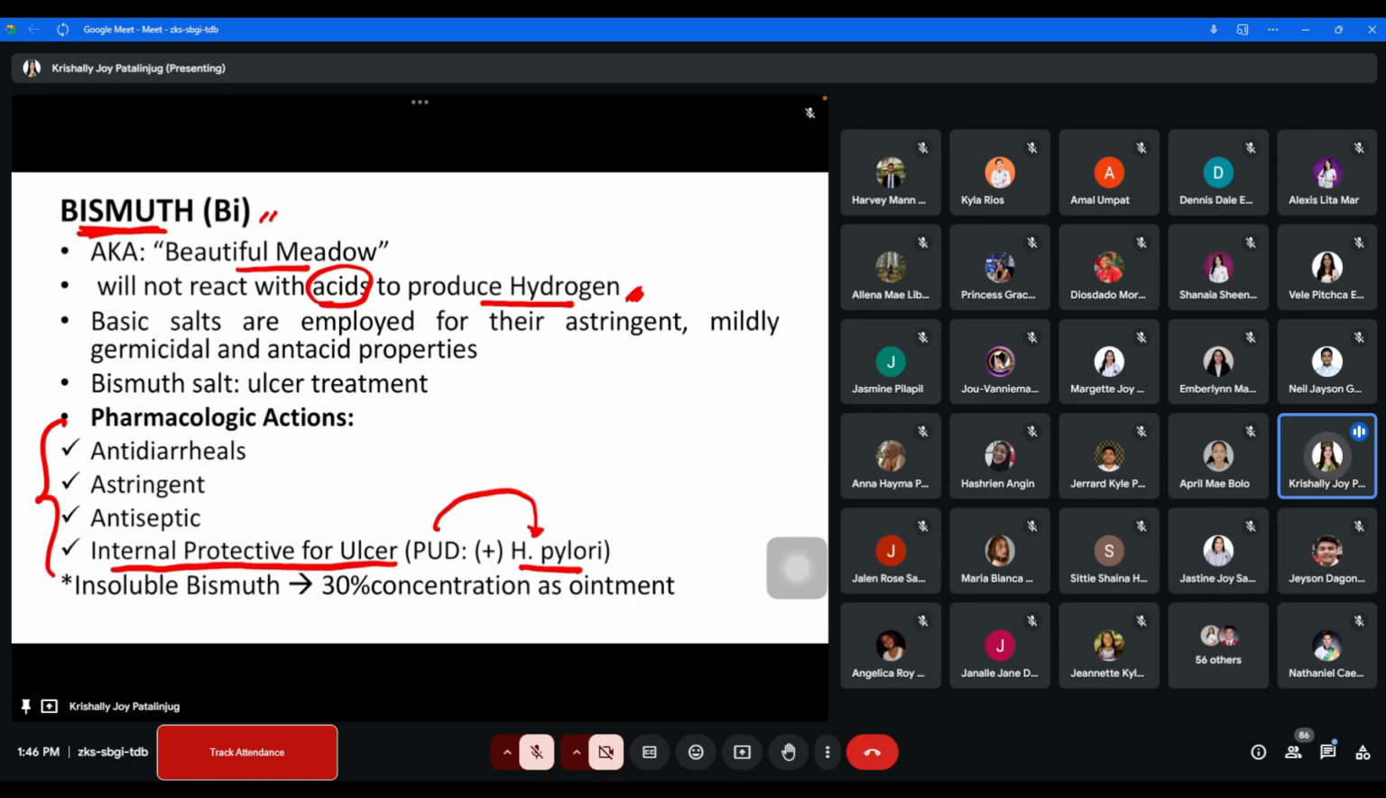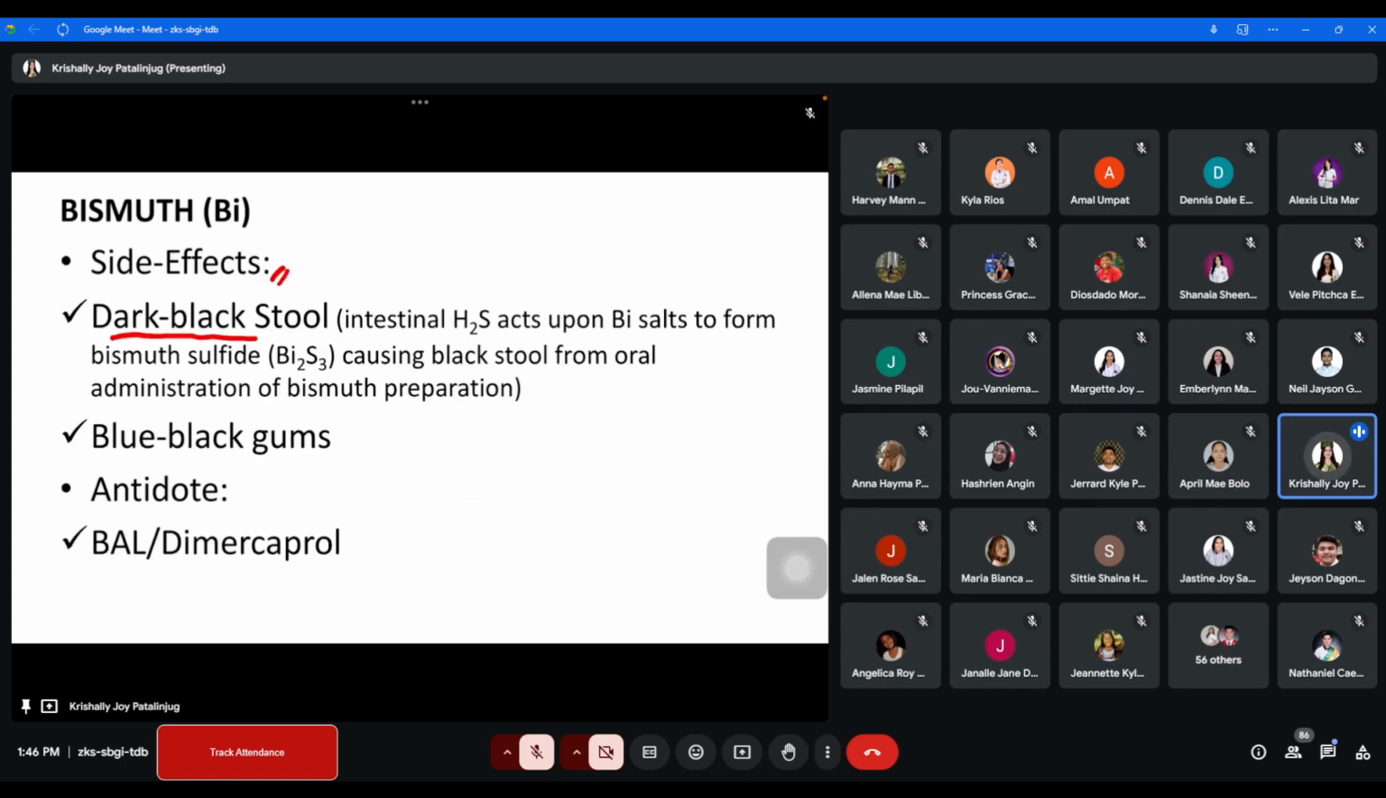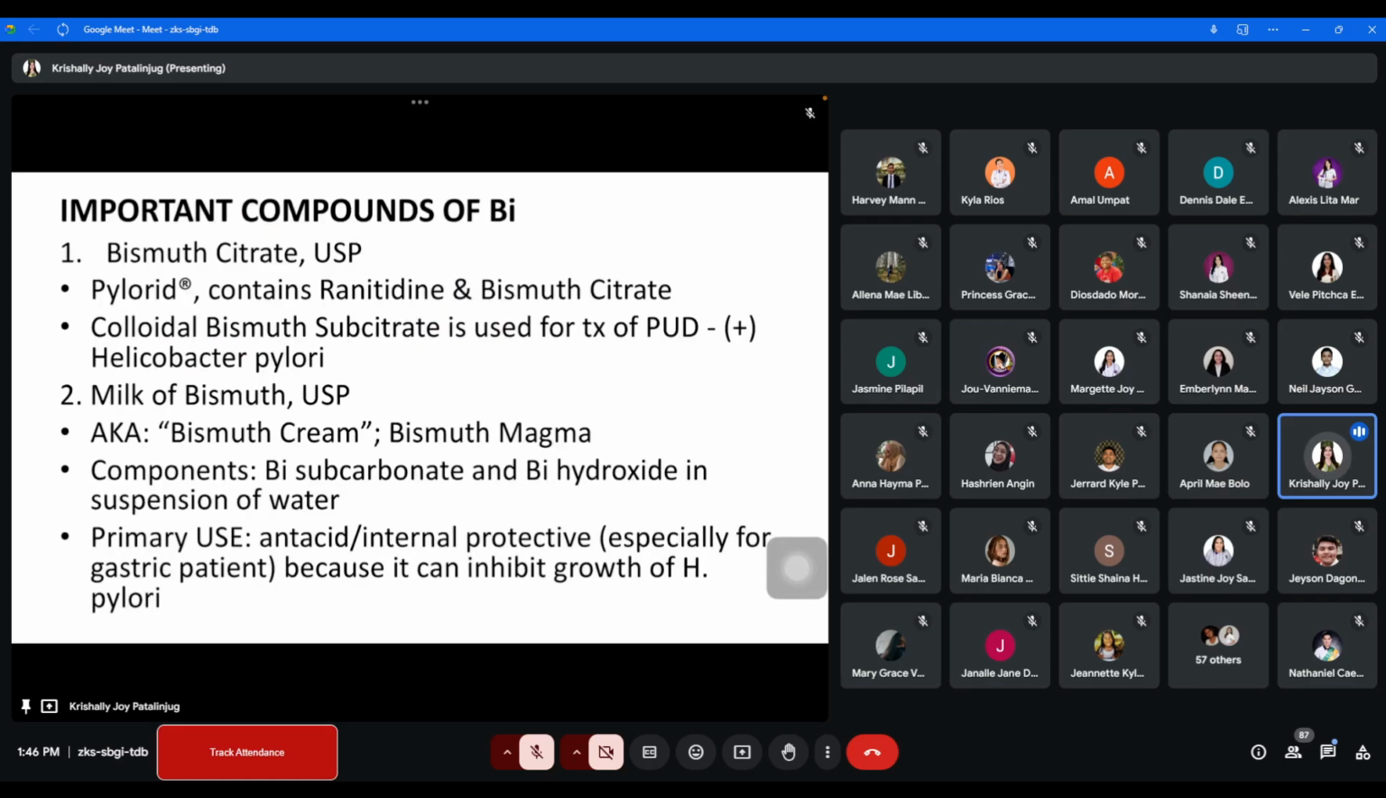For effects ng bismuth, it forms dark black stool. Kasi tendency with bismuth, nagre-react siya with the hydrogen sulfide gas in the intestine, forming bismuth sulfide, and as we recall, all sulfides are black. So bismuth sulfide na siya, dark color ang na-induce sa stool. Then blue-black gums is also one of the side effects with bismuth. And the antidote, kasi heavy metal ito, chelating agent pa rin. Ito yung mga important compounds ng bismuth.